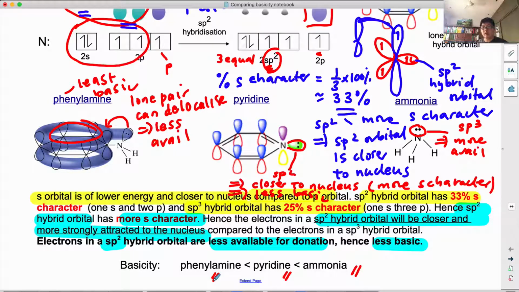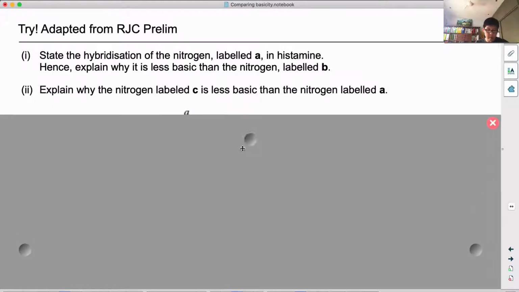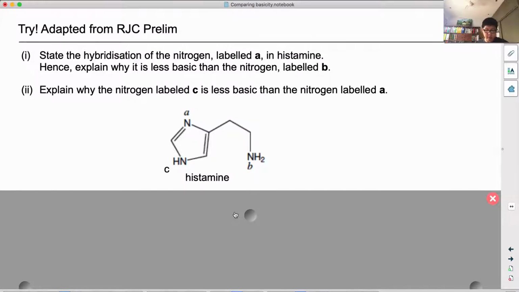Okay, I'm going to go through one question to see whether you can apply this. Let's try this question. Let's look at this amino acid, histamine. They say, state the hybridization of the nitrogen labeled A. This is like pyridine just now, remember, the N with a double bond. This N has a double bond and a single bond, so it looks like pyridine. So the hybridization of this nitrogen must be sp2.